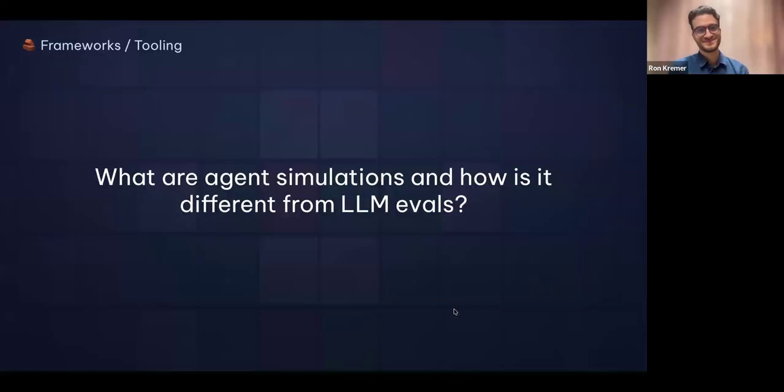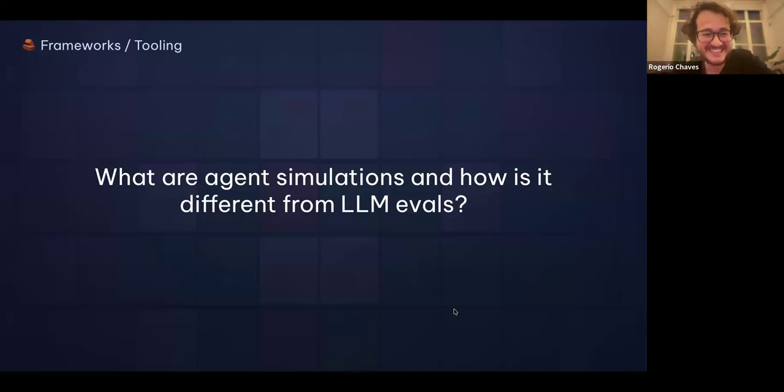All right. It's all a very exciting topic, so I think I need to move a bit faster on the questions here. So now we're already starting to talk about the last category of questions, framework and tooling. And the first question we have here is, what are agent simulations and how are they different from LLM evals? Yeah, I think this is your expertise, right?